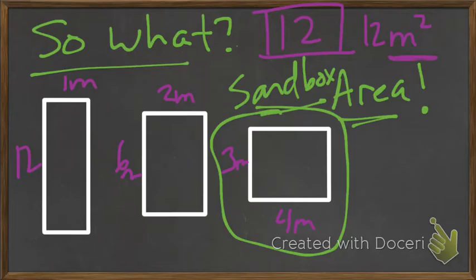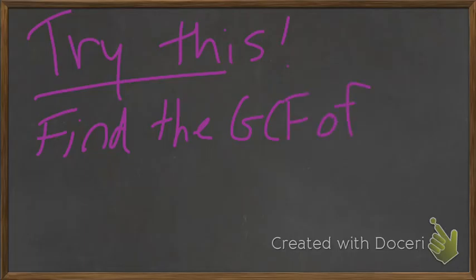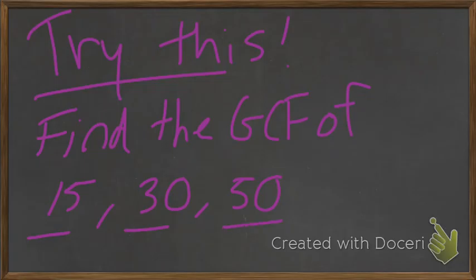And that's what factoring helps us with. So try this. We are going to find the GCF of, let's think of some numbers here. Let's go with 15, 30, and 50. That should be okay. We'll try that tonight, and tomorrow in class we'll take a look at it.